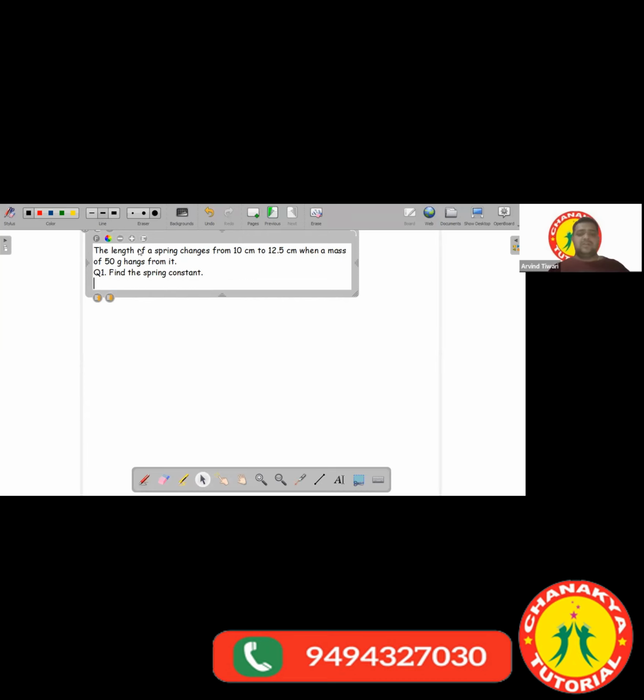Find the spring constant. Then question number 2: find the extension produced if a mass of 120 gram hangs from it. So I hope you can do these questions.